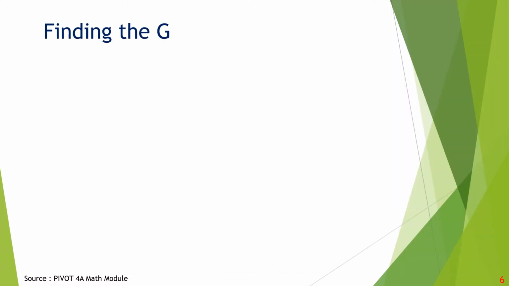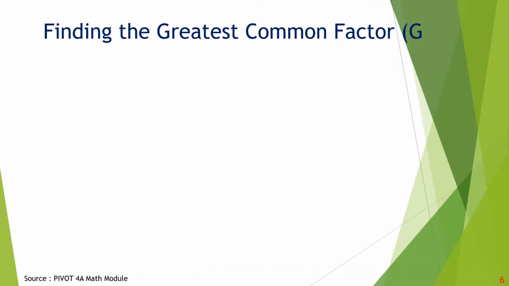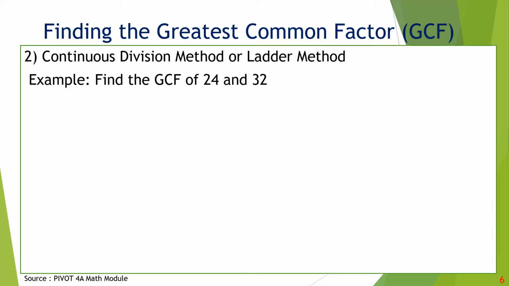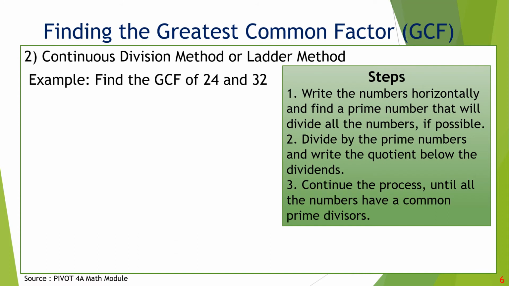Okay, let us use continuous division method or ladder method in finding the GCF, or greatest common factor. Example, find the GCF of 24 and 32. So in using continuous division method, there are steps to follow.